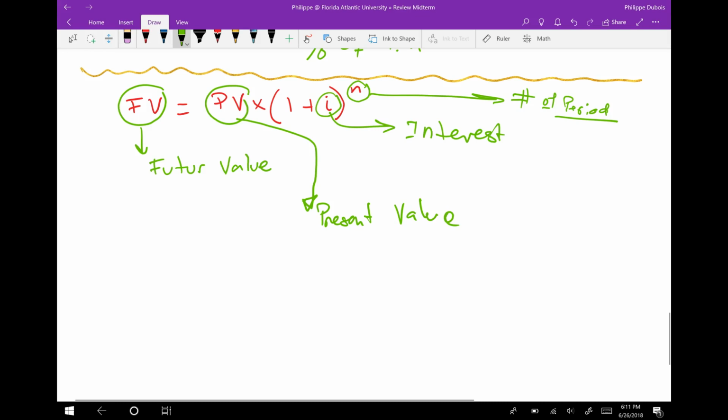So let me make up an example right now when it comes to present and future value. All right, so future value is present value times 1 plus I to the n power. Therefore, present value is your future value divided by 1 plus your I to the n power. Okay, as simple as that.